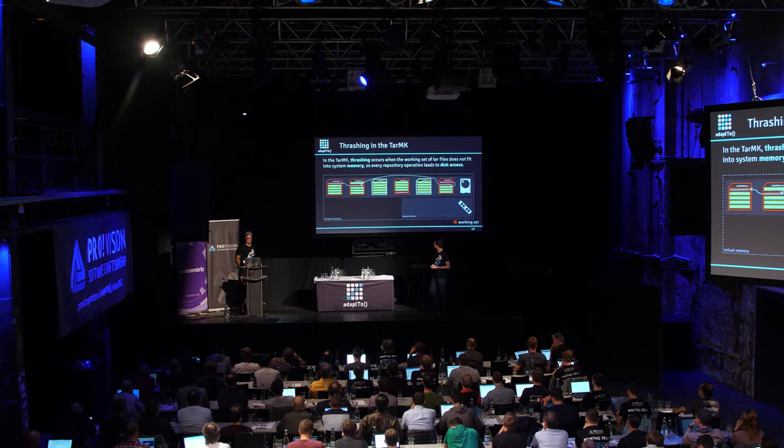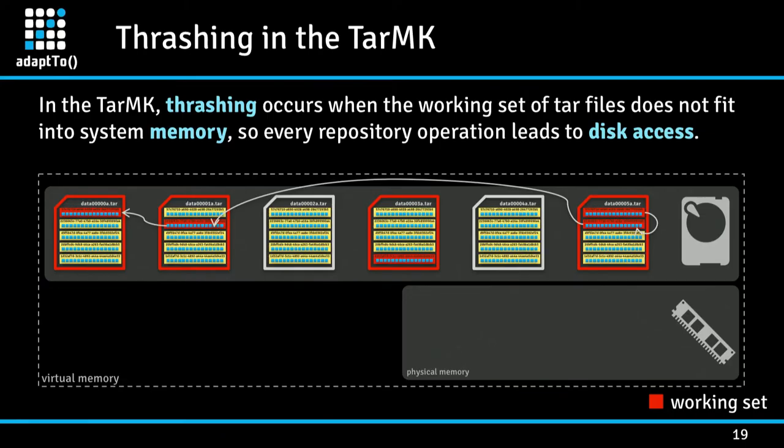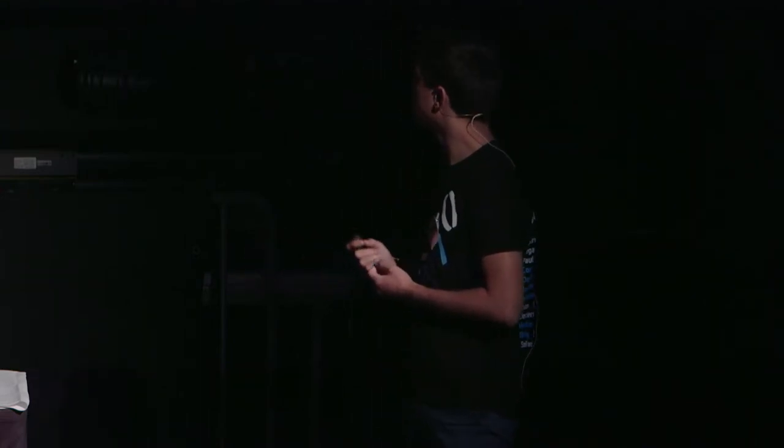So now in TarMK, the notion is similar. The difference is that, as Michael said, TarMK relies a lot on the memory mapping file system. So thrashing in TarMK happens when your repository, or specifically the segment store, the TARs, do not fit into the system memory cache. And this means that every access of the data needs to go through the disk.